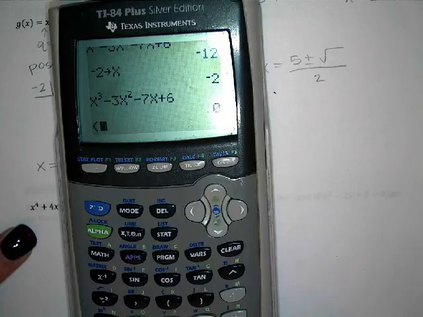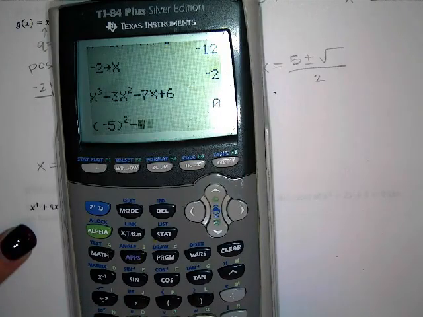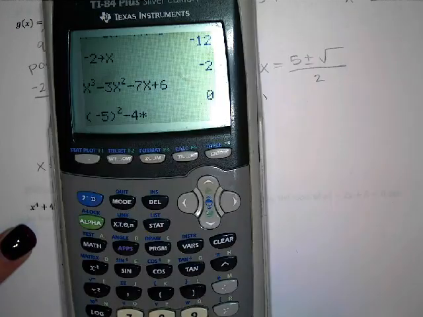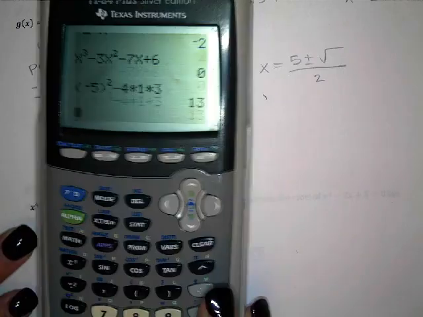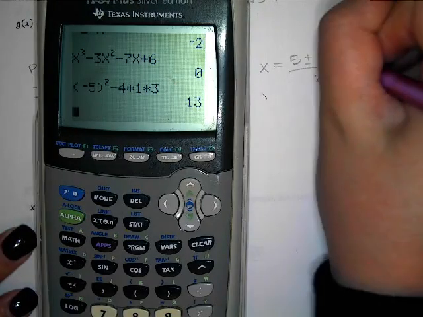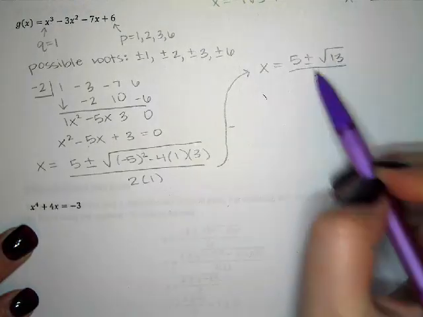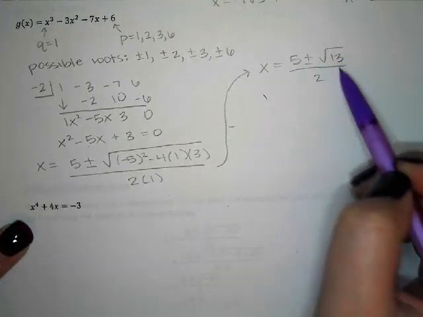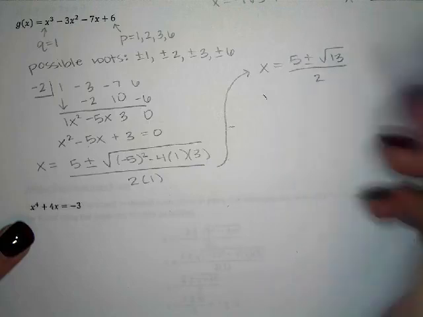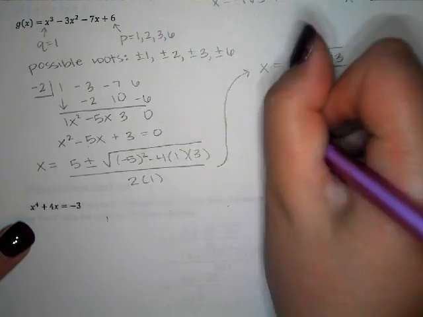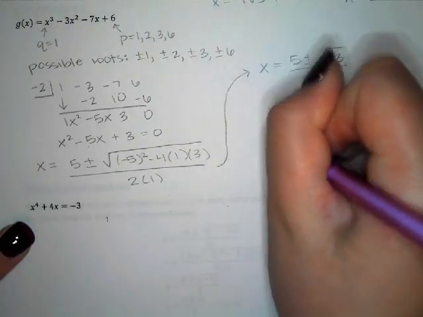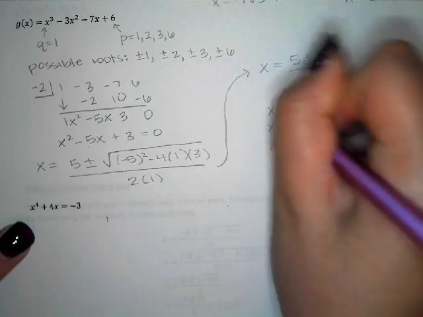So the discriminant is 13. And it looks like none of this can be simplified. I can't simplify the radical. There's nothing that can reduce. And so we have 3 roots here, and each of them have a multiplicity of 1.